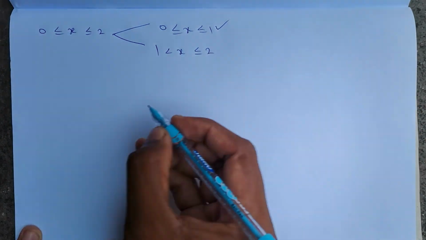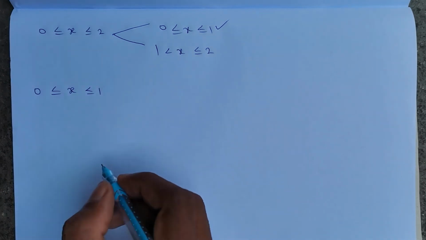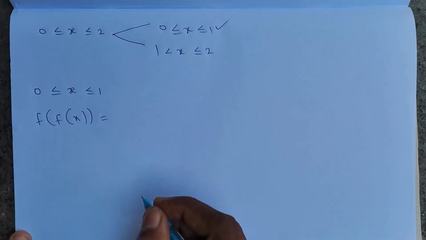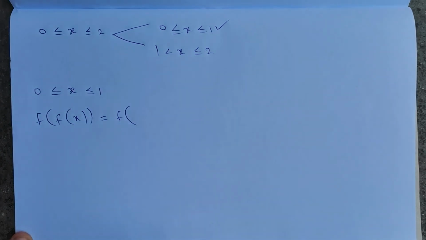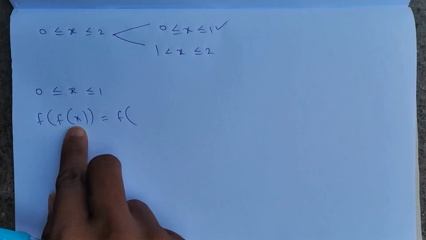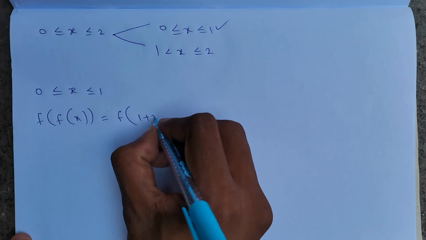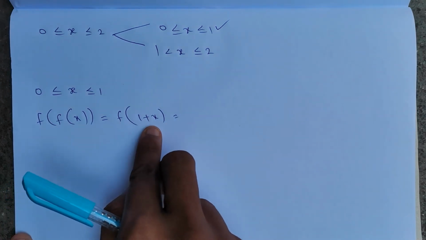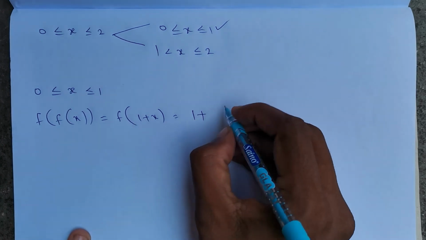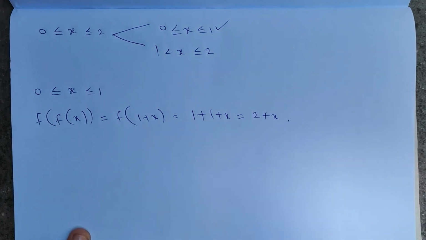So first I will solve this condition, that is 0 ≤ x ≤ 1, and we need to find the value of f of f. So f of x, he gave conditions very clearly. So f of x value is 1 + x. Again f of 1 + x, very simple: in the place of x substitute 1 + x. So we will get 1 + 1 + x, that is 2 + x.